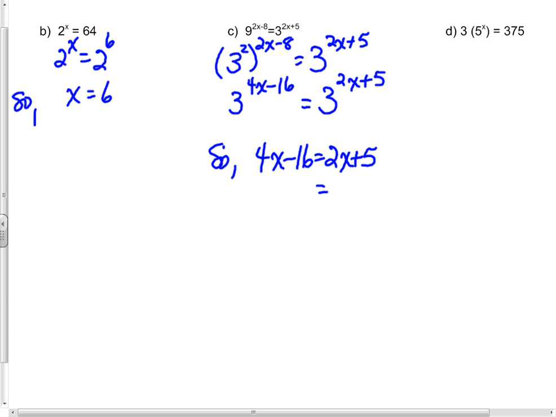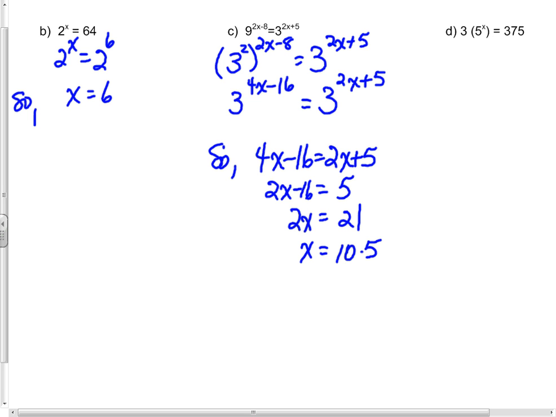Get all the x's on one side, all the numbers on the other. So I am going to subtract 2x from both sides. I am going to add 16 to both sides. And then I'm going to divide both sides by 2. And this once will let you do a decimal.